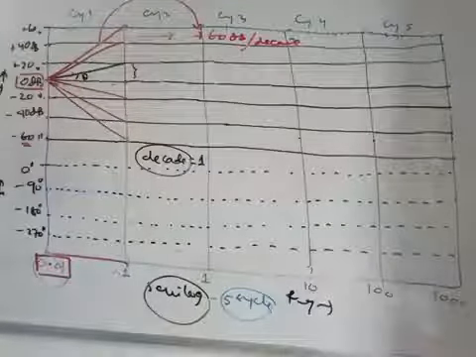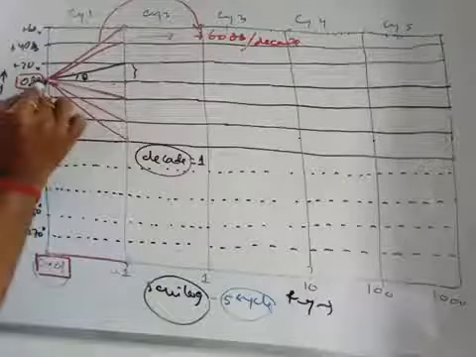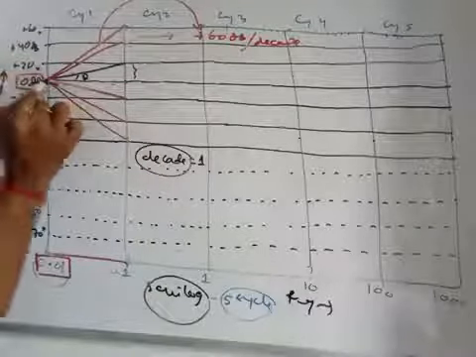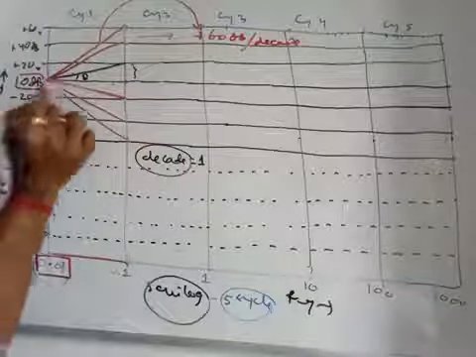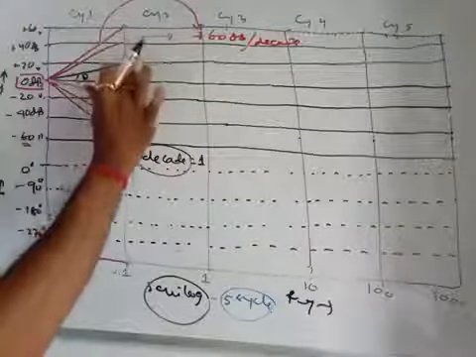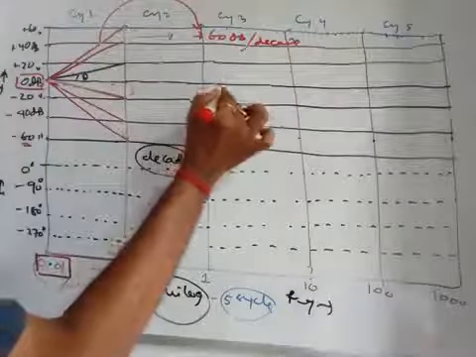Similarly, if you consider this line, what is the initial magnitude? 0 dB. What is the final magnitude? This corresponds to minus 20 dB, right? So what is the change of magnitude? Change of magnitude is minus 20 dB.